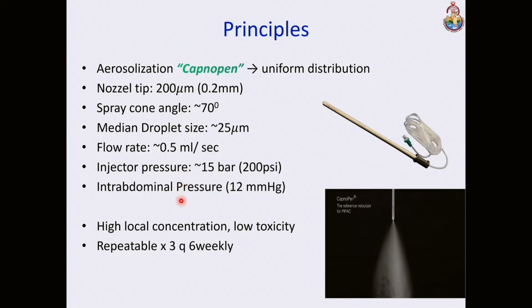However, the intra-abdominal capnoperitoneum pressure is standard, about 12 to 15 mmHg, again depending upon the size of the patient. So the advantage here is that you are giving a high local concentration with very low systemic toxicity. And the other part which is very good is that it can be repeated at least 3 times at a 6-week interval.